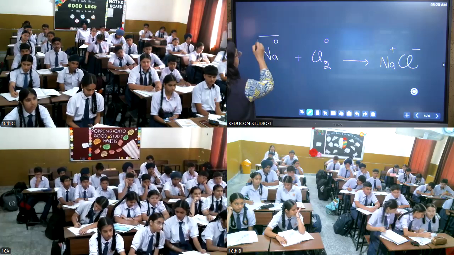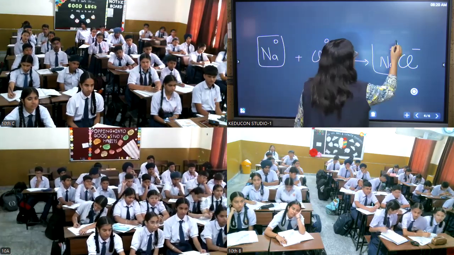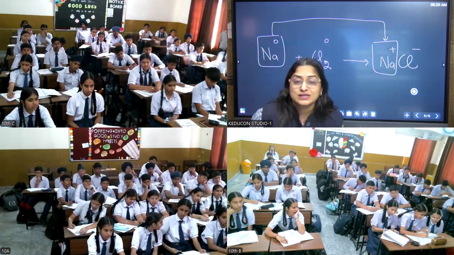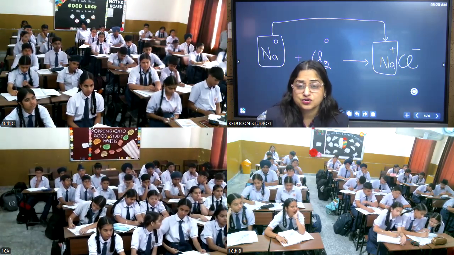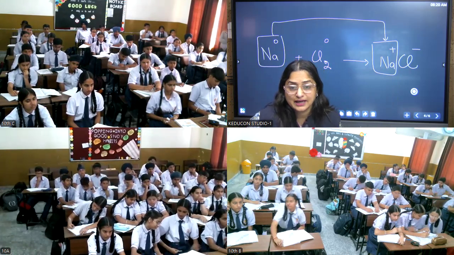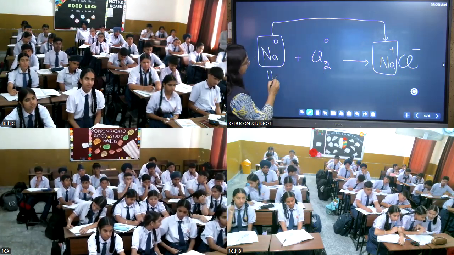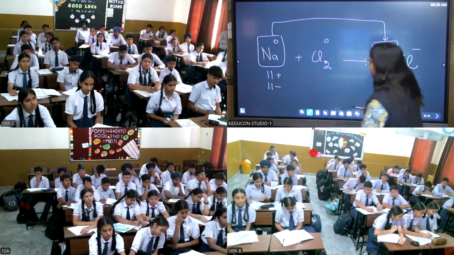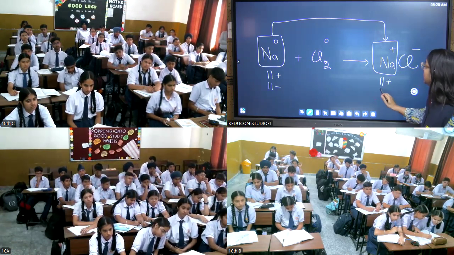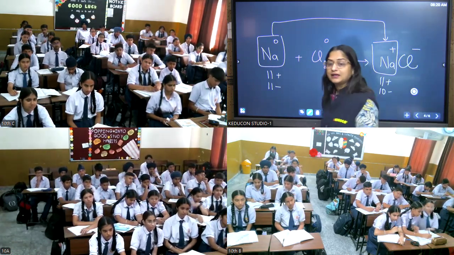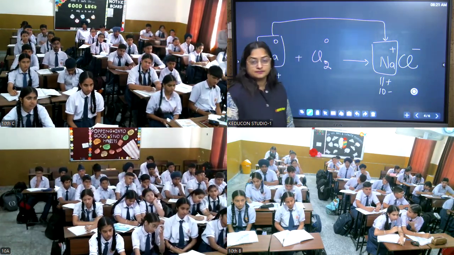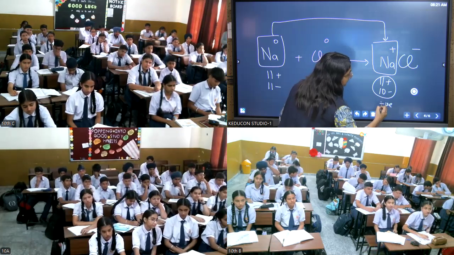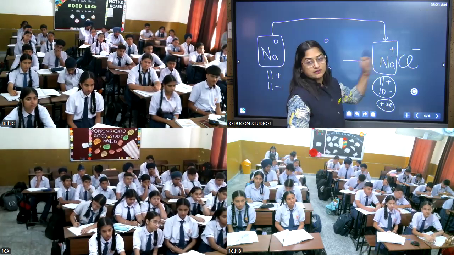So if an element is changing its atomic number from 0 to 1, that is possible if it loses one electron. Electron carries a negative charge. Sodium has 11 protons and 11 electrons. If it loses one electron, the protons remain the same but the electrons reduce by one, so 11 positive and 10 negative. Ultimately, you will be left with one positive charge which shows here.